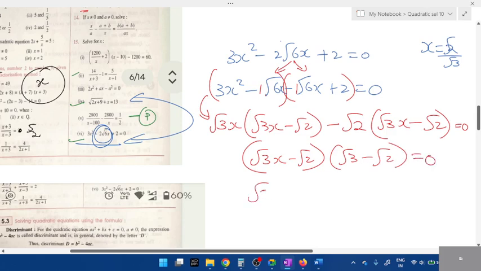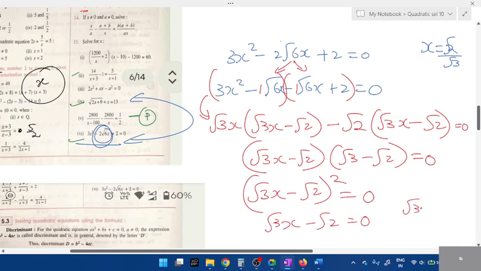root 3x minus root 2. Root 3 is present twice. You can write it like this. Square goes to the other side. Just ignore minus root 2. Root 3x is equal to root 2. Bring root 3. We're getting the answer. This is the answer, right? This is what ma'am has done, all the steps. So she completed. I think this one she left.